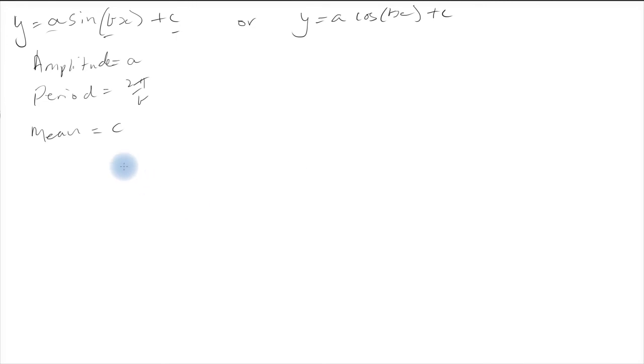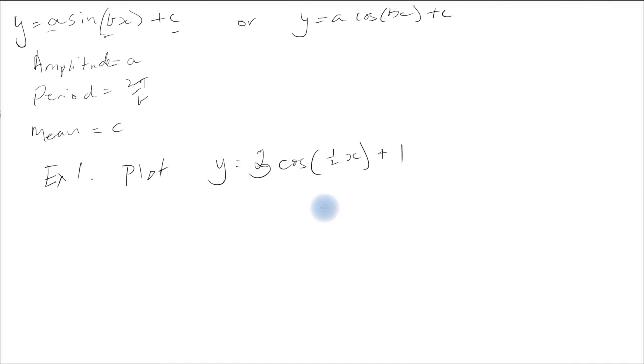Let me just do one quick example for us. So let's suppose we have example 1, plot y equals, let's say, 3 cosine half x plus 1. There you go. Y equals 3 cosine half x plus 1.